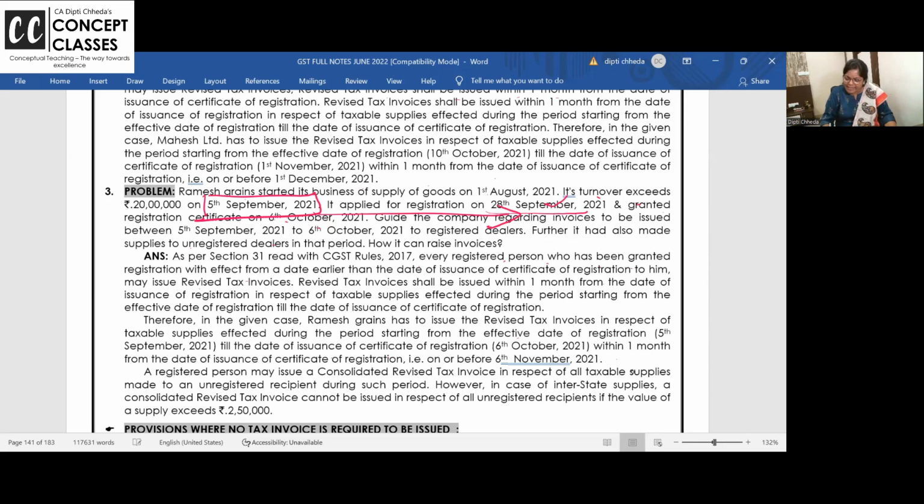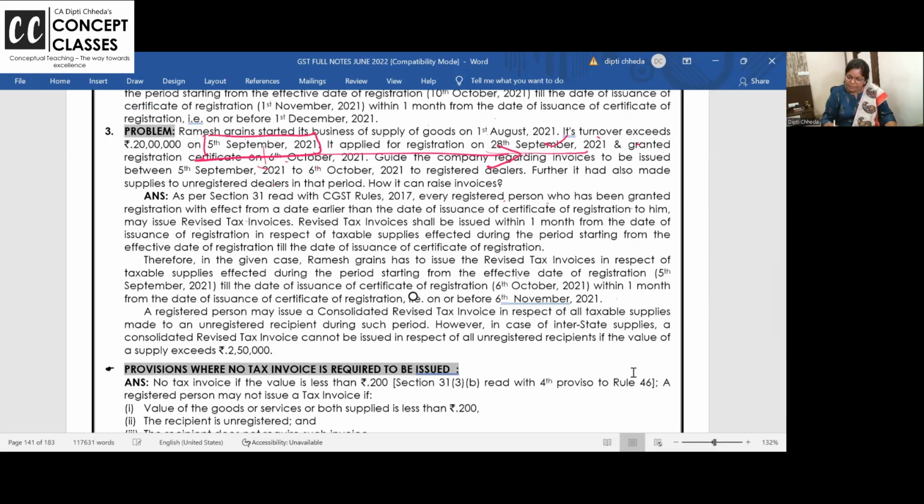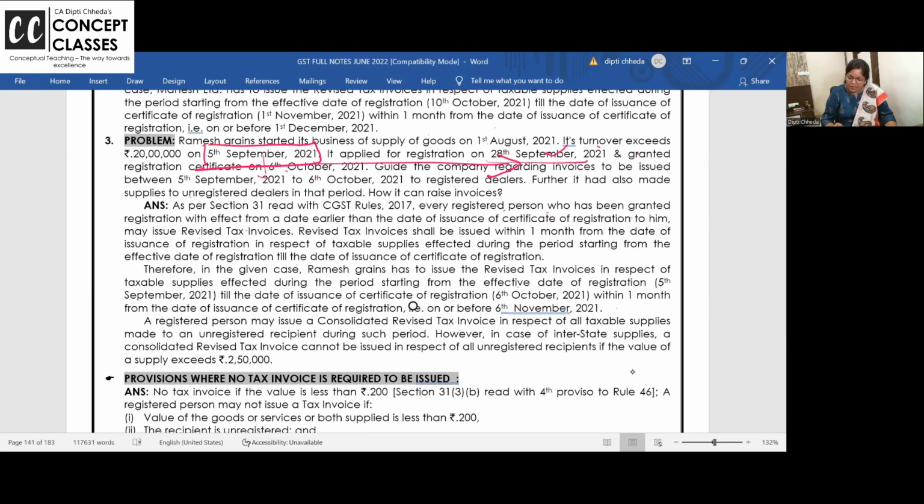So within 30 days he has applied. So 5th September is the date of the registration. 5th September से लेकर 6th October, registration is granted on 6th of October.